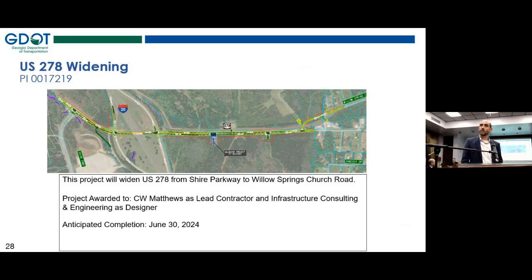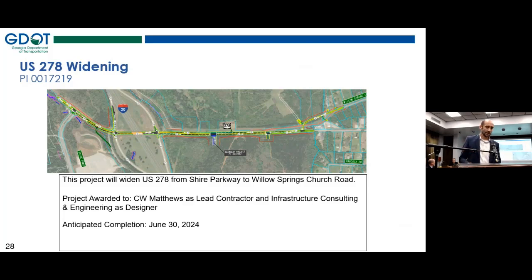This project has been awarded to CW Matthews as the lead contractor with Infrastructure Consulting and Engineering as the lead designer. All of these projects were delivered via design build methodology. We are anticipating completion on June 30th of 2024 for this project.